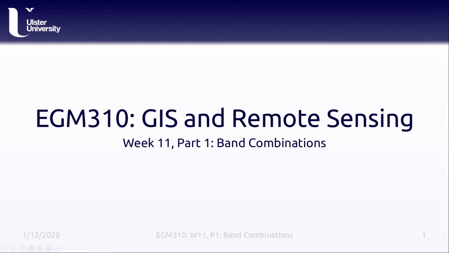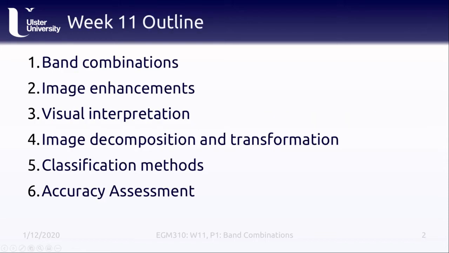in multispectral satellite images. In the rest of the lessons this week, we'll cover how we can use software to enhance images, making them easier to interpret. We'll talk about the elements of visual interpretation, how we can transform images to make them easier to interpret, and finally, we'll talk about different classification methods and how we can assess the accuracy of our classifications.